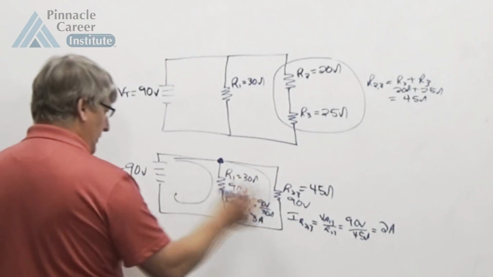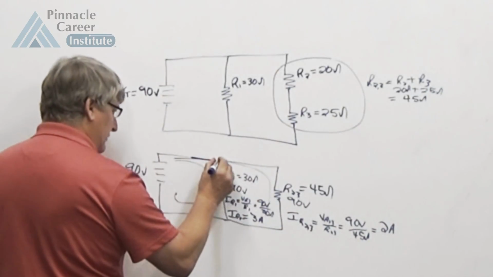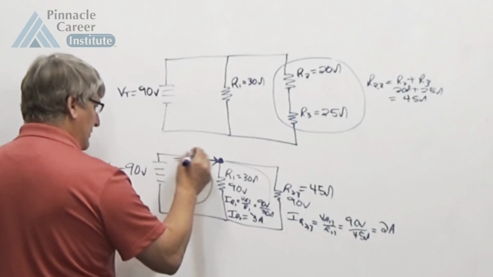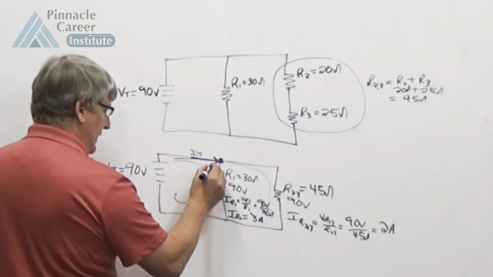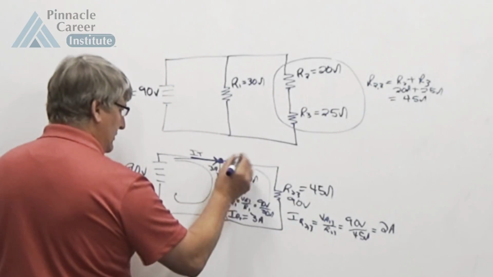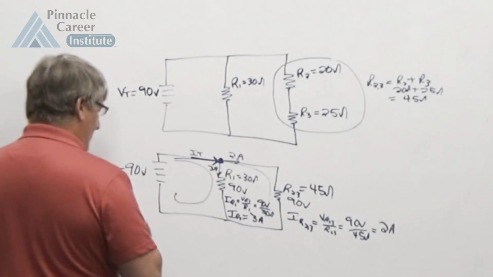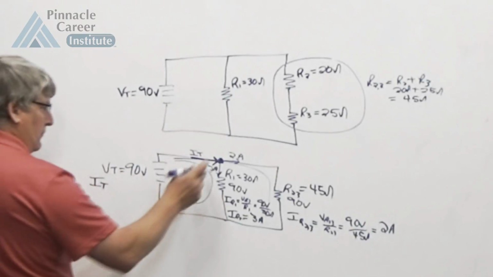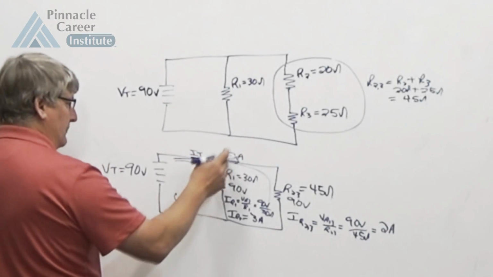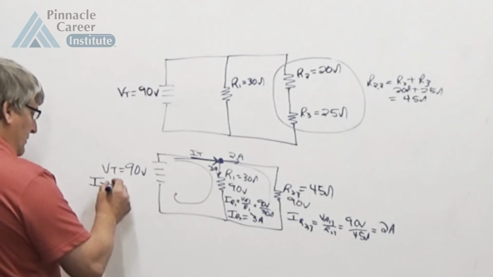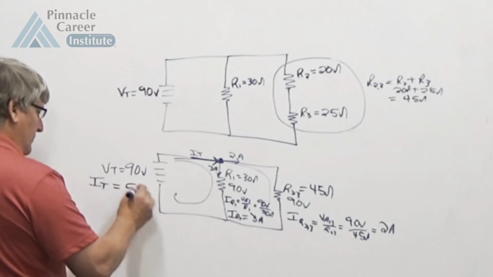And current in parallel is the sum, basically because of the nodal equation. I don't know what I total is, but I know my current in the first branch is 3 amps, and I know my current in the second branch is 2 amps, which means my I total would have to be the sum of those, because I have to have 5 amps coming in to have 3 amps and 2 amps going out, right? So I total equals 5 amps.